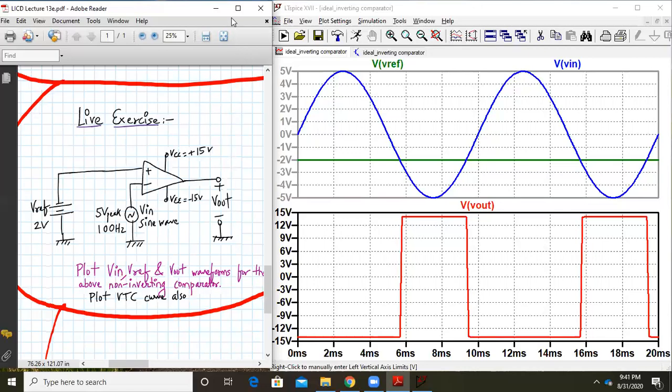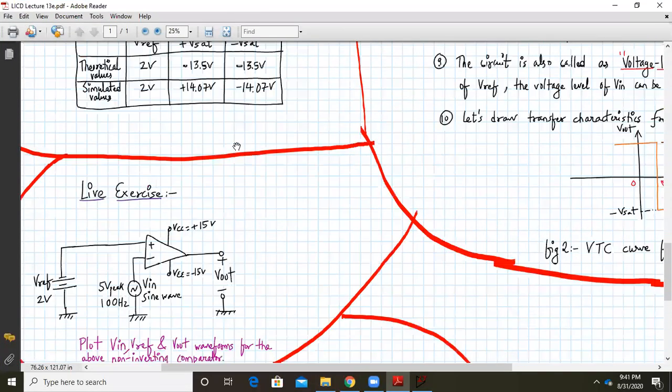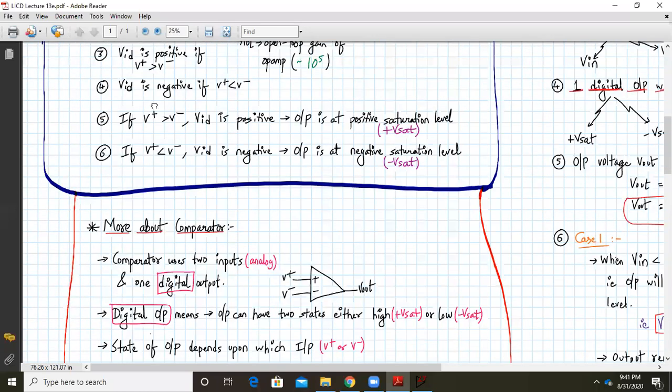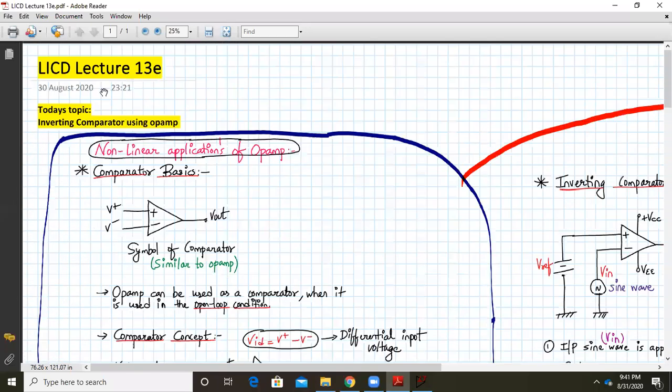Okay, so I think we have covered the objectives of this online session. We have done the analysis for inverting comparator using op-amp. So next time we'll see another non-linear application of op-amp. Until then, have a good day and thank you.